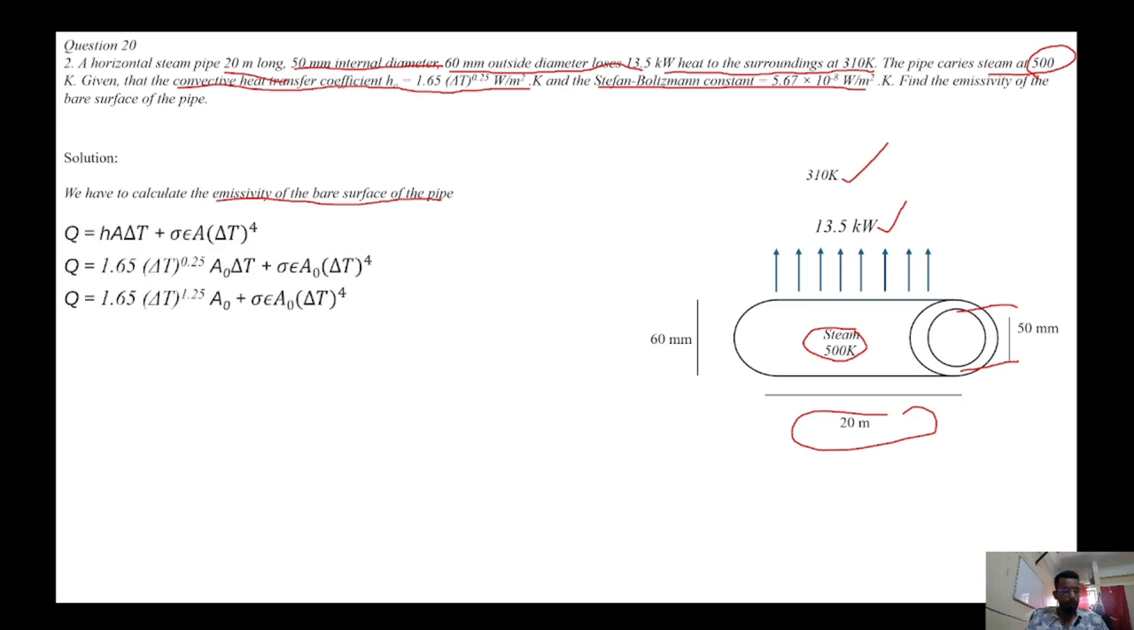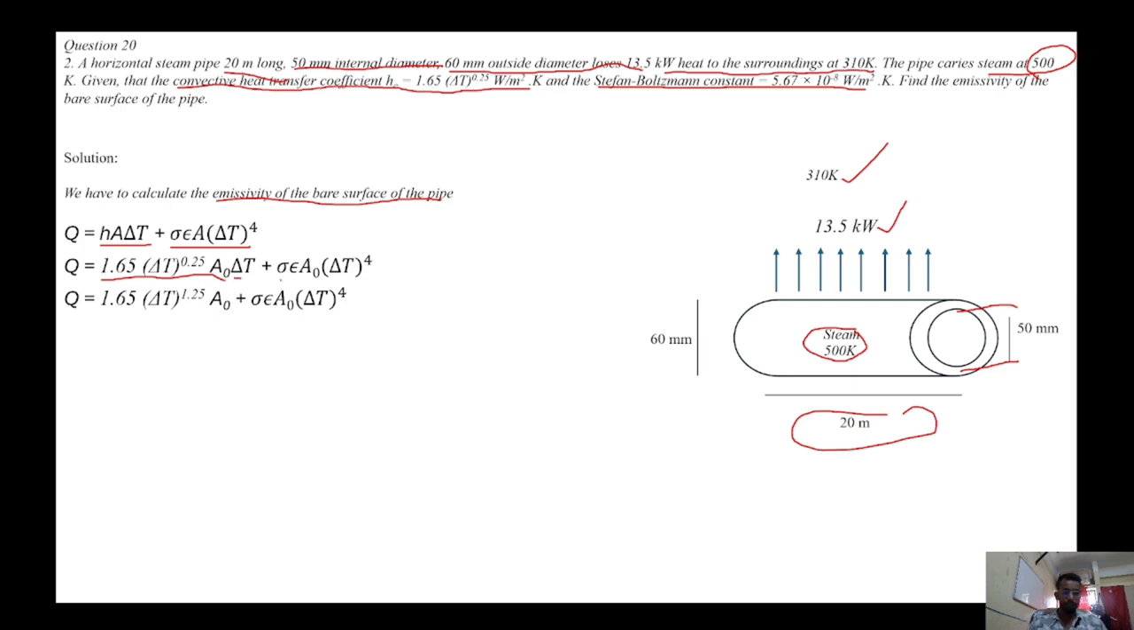So Q will be the summation of heat transfer through convection and heat transfer through radiation. Now just put everything in. H is 1.65, del T is 0.25, and the area is the outer surface area, because ultimately the heat transfer is going through the outer surface area. So we'll consider the outer surface area.